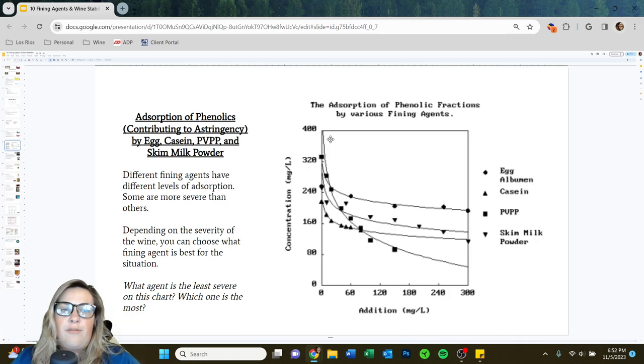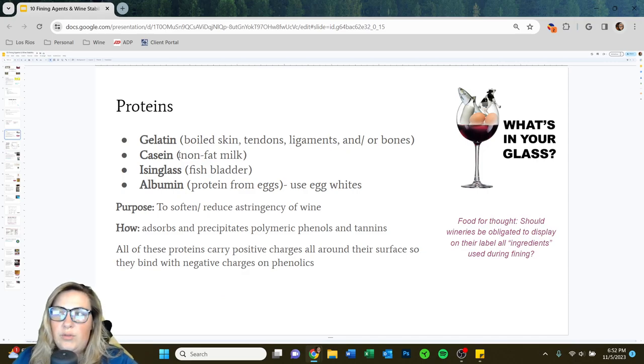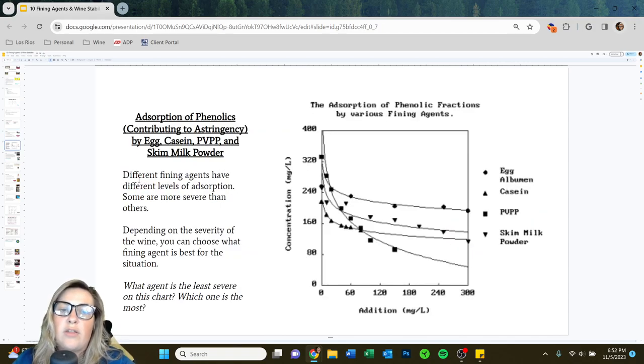So we have lots of different things that we can use for finding. Like you see, lots of options: gelatin, milk, fish bladder, eggs. Why are there so many different options, and why is that important? Well, it's because different finding agents have different levels of adsorption. So, depending on how intense the problem is, you can choose a finding agent that is as soft or very intensely binds to these things.